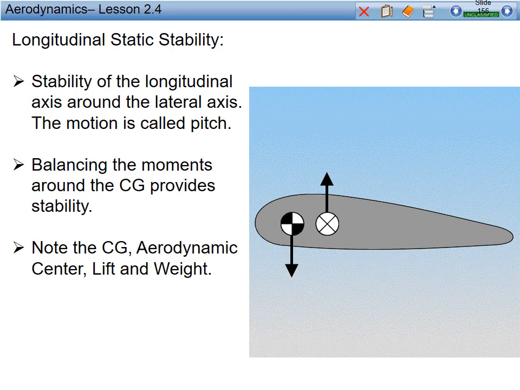If the center of gravity is forward of the aerodynamic center, as pictured to the right, any change in relative wind will realign that airfoil into the relative wind. Conversely, if the aerodynamic center is ahead of the center of gravity, any change in relative wind will cause a divergent trend of that airfoil away from equilibrium.